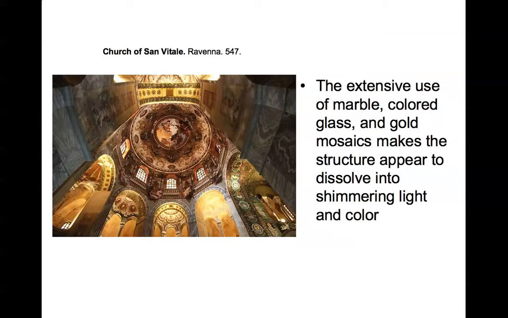So back in Ravenna, another kind of elevation was happening. The interior covered in gold makes the structure appear to dissolve in shimmering light and color. Another employment of that use of gold to give you a sense of being in a jewel box, in a heavenly jewel box, or as if you are just completely surrounded by light and nothing else, nothing material. This is San Vitale, Church of San Vitale.